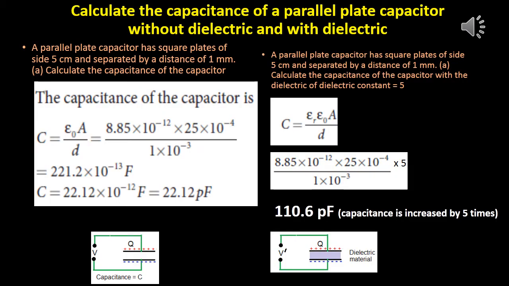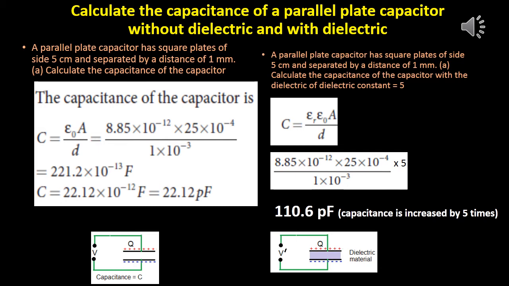Finally, I have given two problems. In the first part, in between the plates of the capacitor, there won't be any dielectric. That space is filled up with air. In the second part of the problem, some dielectric is introduced. Now we are going to see the variation between these two. After introducing the dielectric, we are going to understand how the capacitance value increases.